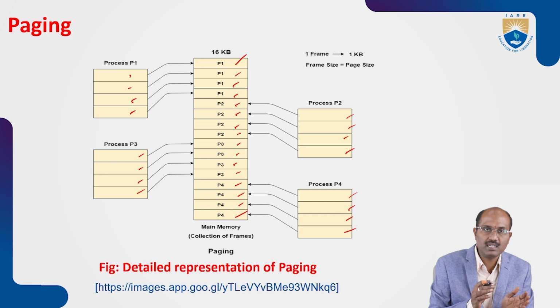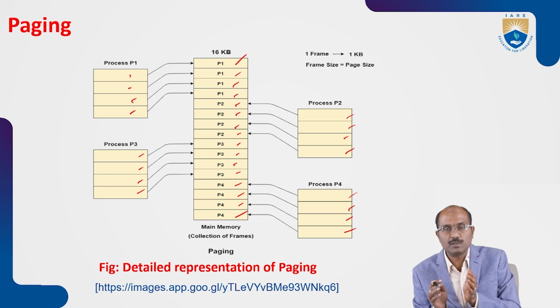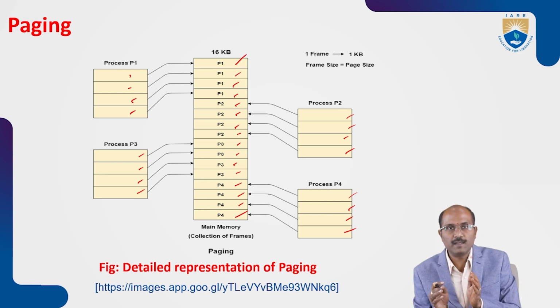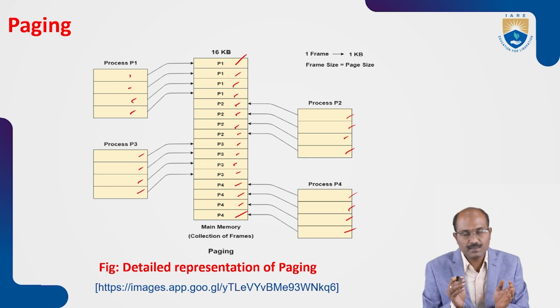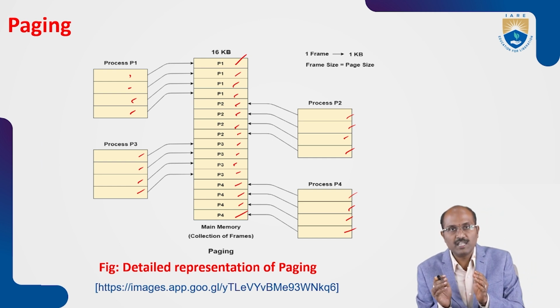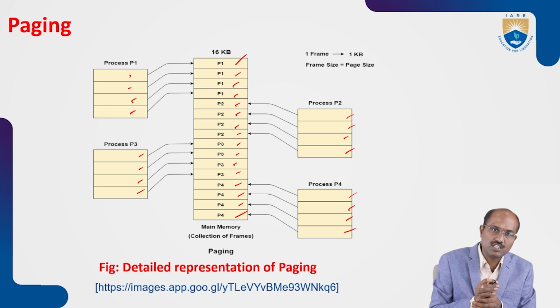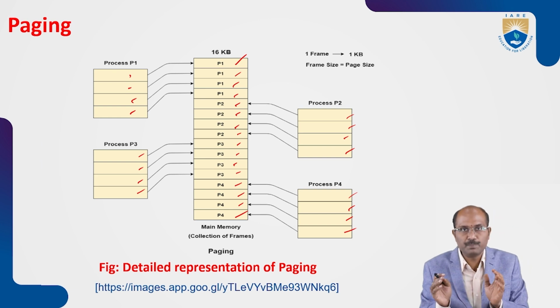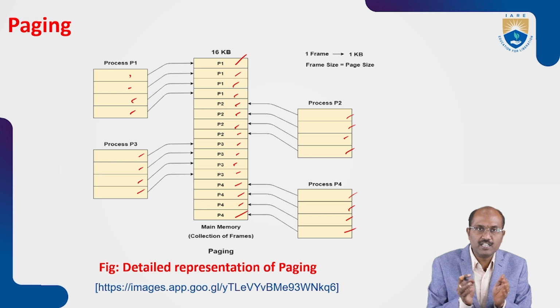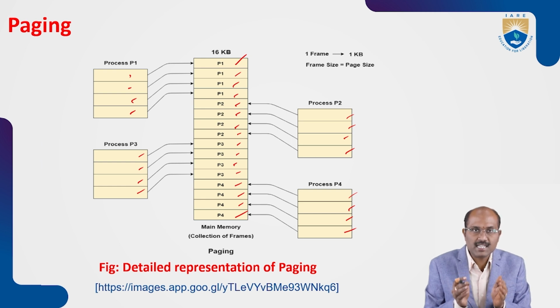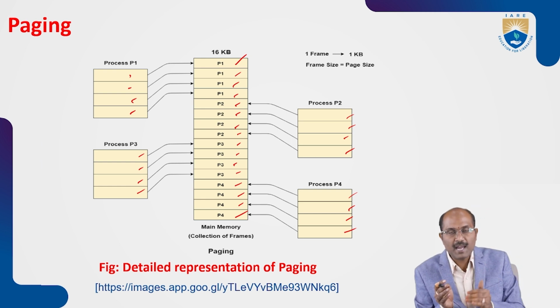P1 is mapping each process into the main memory. P2 is mapping each process into the main memory. P3 is mapping each process into the main memory. P4 is mapping each process into main memory. P1, P2, P3, P4 are all mapping individually, completely individually. This becomes a complete page map table.